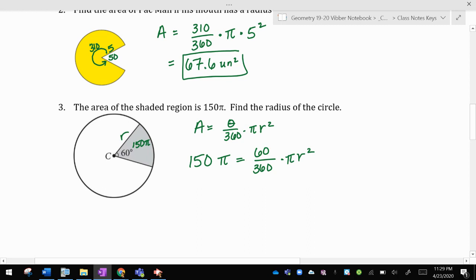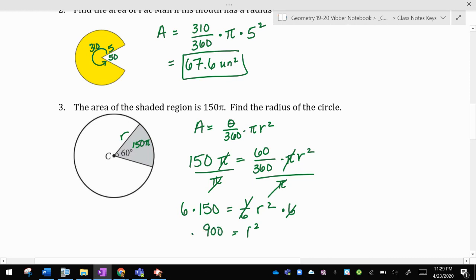And now I have to solve for r. Well, the first thing I can do is divide both sides by pi because it's there, and that's going to divide out on each side. So I have 150 equals 60 360ths is 1/6. Now I need to solve for r, so I'm going to multiply both sides by 6. And I'm going to get r squared equals 6 times 150 is 900. And then if I square root both sides, the square root of 900 is 30. So there's my radius.